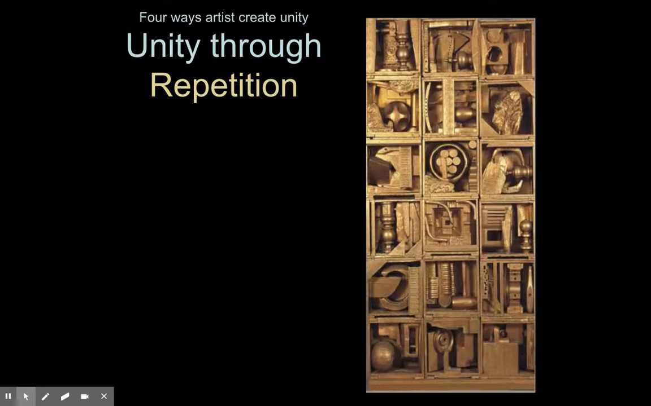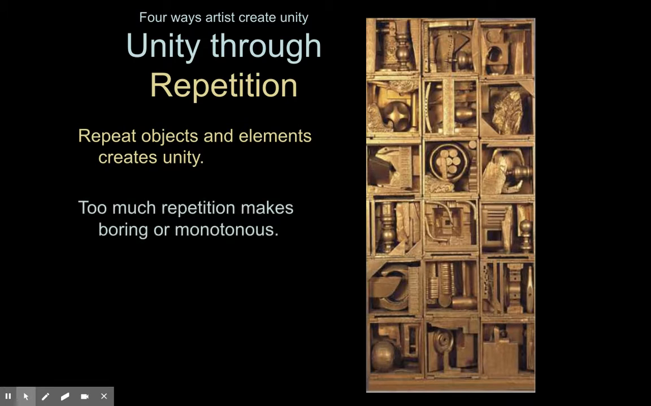Next, we're going to look at unity through repetition. When repeated objects and elements are used, it creates unity. Too much repetition makes it boring or monotonous, right? If you're just repeating the same thing over and over again, it could be boring or monotonous. An artist must balance repetition with variety. Sometimes you want to have variety because that creates interest, but too much repetition again can be boring. So unity through repetition.